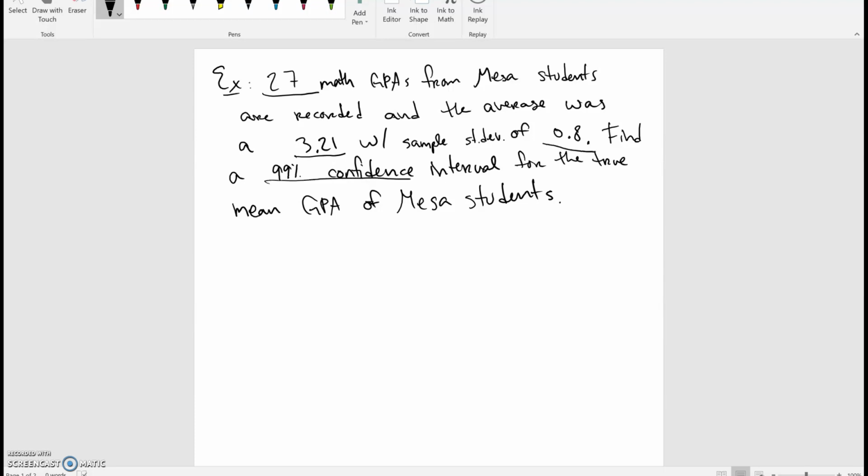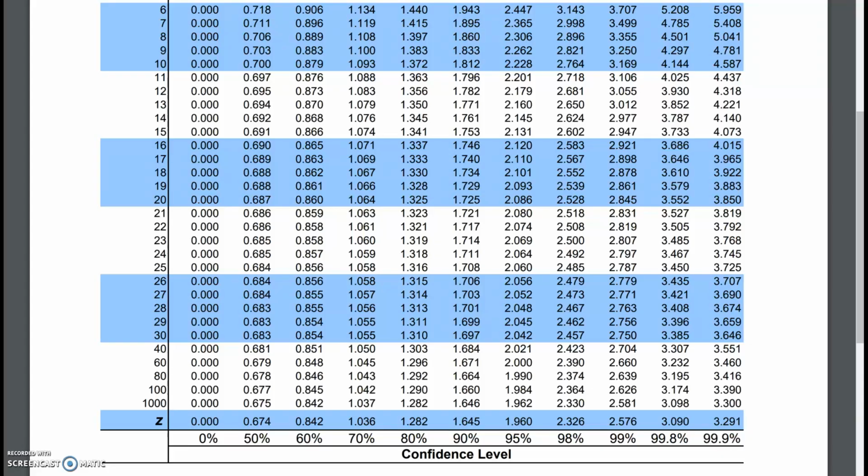We still want to construct a confidence interval, so we know that we have to use one of these formulas.